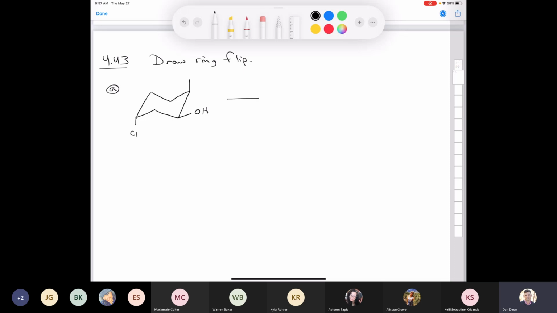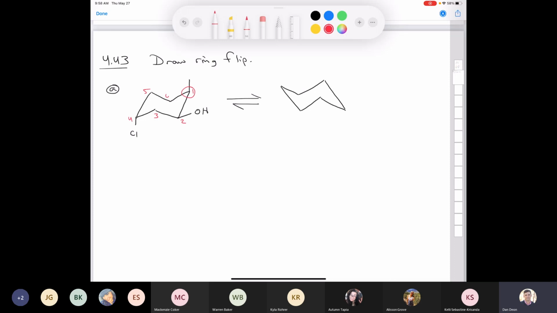So when we draw the ring flip, you see how you have a point up and to the right here? Well, the point is going to be up and to the left in the ring flip. So up and to the left, there we go. And again, if you want to do these by using a template when you're practicing, that's totally fine. So I'll clean up my structure a little bit. All right, so if we number the atoms, 1, 2, 3, 4, 5, 6, you can try the same thing here.